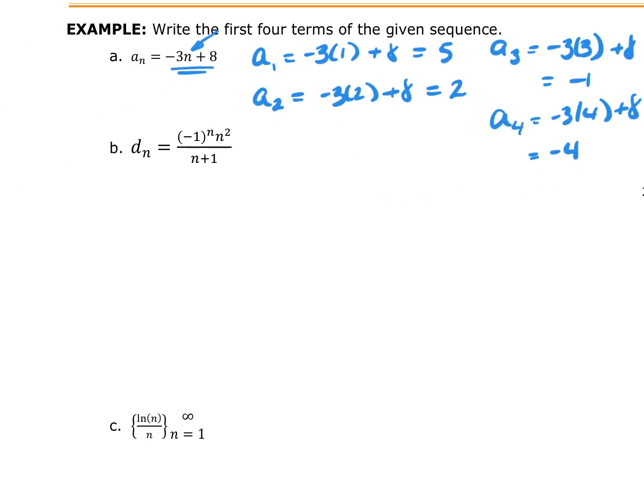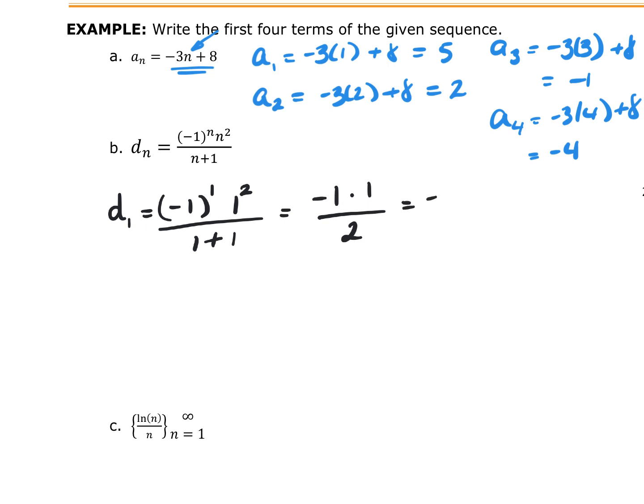If we take a look at the next example, notice we're using d instead of a sub n, and that's totally fine. So if I want to find the first 4 terms, d sub 1 is negative 1. Wherever I see n, I'm going to replace it with 1. So I have negative 1 raised to the 1, 1 raised to the 2, all divided by 1 plus 1. This is going to give me negative 1 raised to the 1 is negative 1, multiplied by 1 raised to the 2, which is 1, divided by 2, and so my first term is negative 1/2.